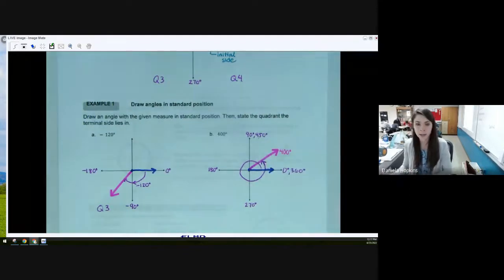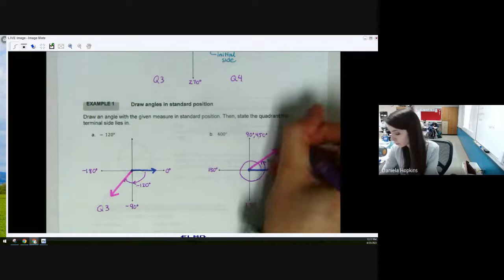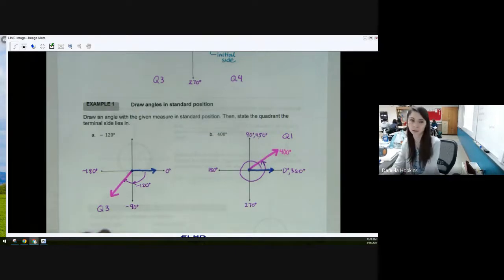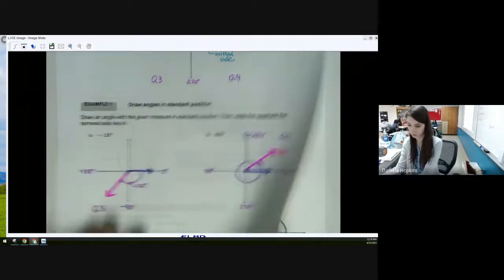What quadrant did I end up in? Yeah, quadrant 1. So again, on GoFormative, you'll have a spot to put the quadrants. It's like a multiple choice. So you literally can just click until you get the green bubble if you really want. But I am looking for these pictures at the end in your work. Questions about drawing angles in standard position? Perfect. On to the fun stuff.